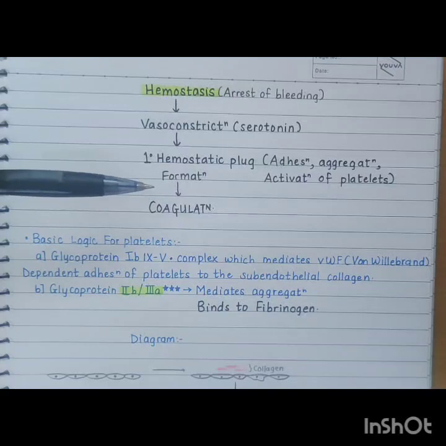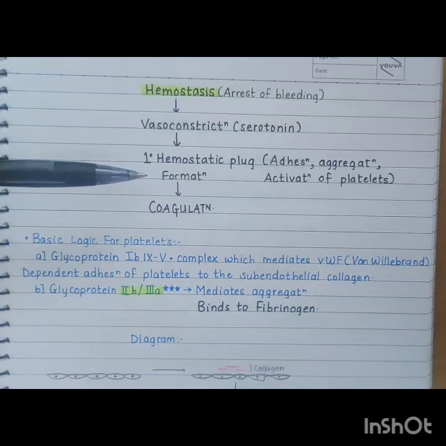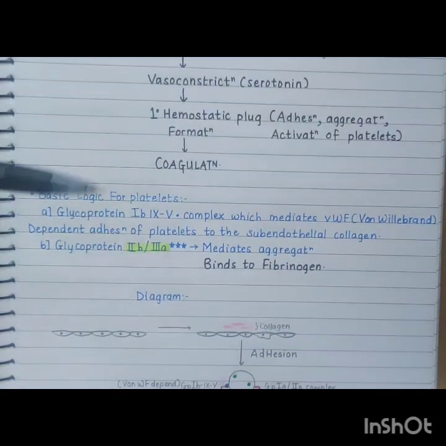Then we have got the coagulation cascade, which will involve the intrinsic and the extrinsic pathways, respectively, which will lead to the formation of the fibrin plug, which is the secondary plug. And then lastly, we'll have the two processes called clot retraction and fibrinolysis, which will actually lead to the dissolving of the fibrin plug that has been formed at the site of injury once the tissue injury is healed.